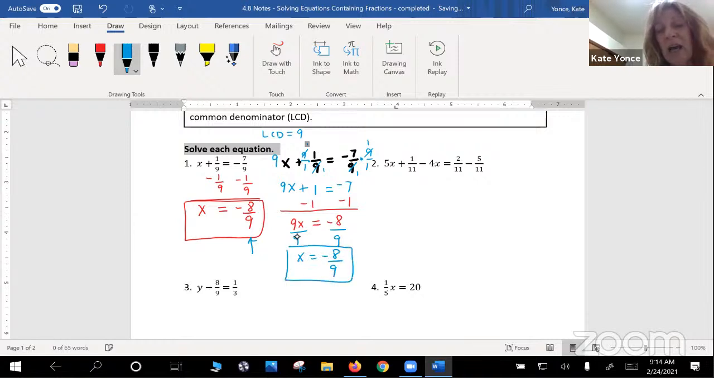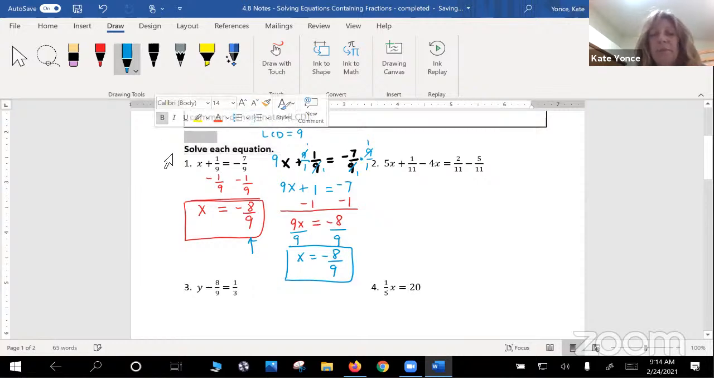But again, it's almost more work to do it if all of our denominators are already common denominators. Then it's hardly worth it. Okay, so we already have common denominators in number 2. So what do you think we should do first?